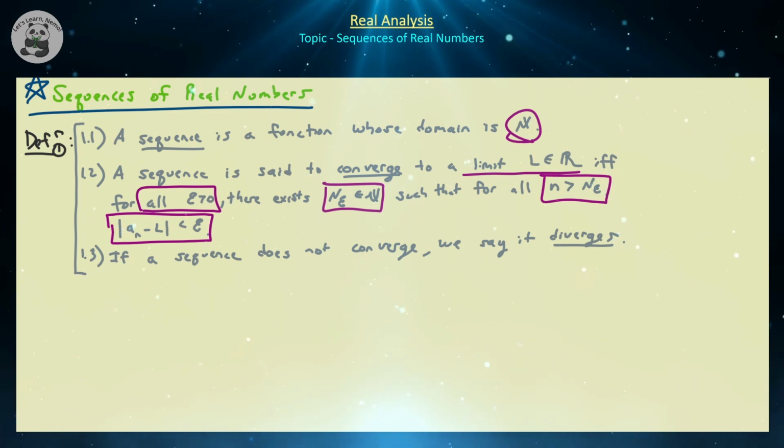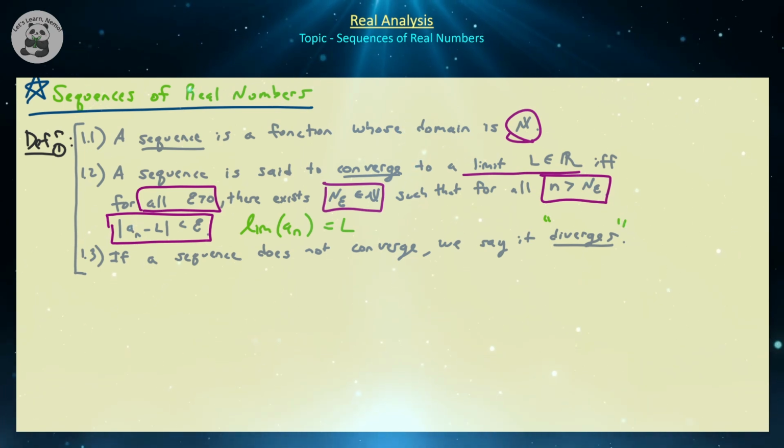So as long as a_n gets arbitrarily close to L for arbitrarily large values of n, then we say that a_n converges to L, and some people will say that L is the limit of a_n, and we'll even write it as the limit of a_n is equal to L. And in the case that a sequence does not converge, we will say that the sequence diverges. Some people will say it converges to plus or minus infinity, but we won't get into that here.